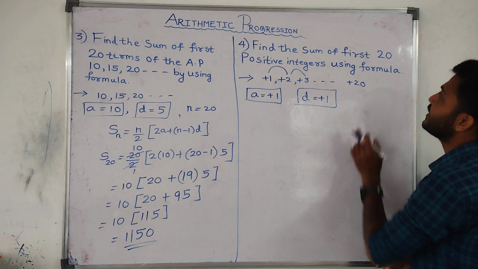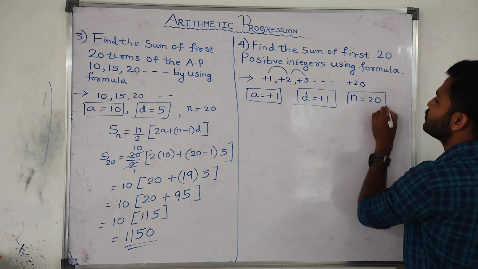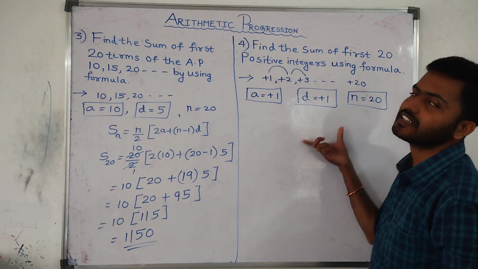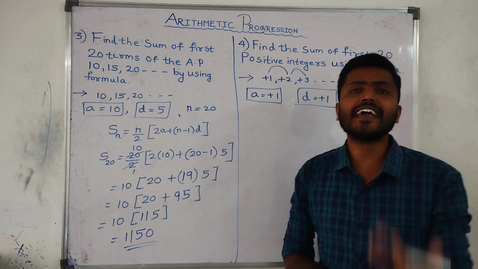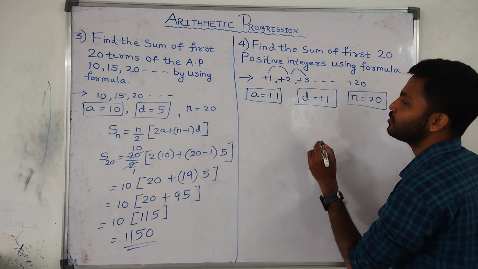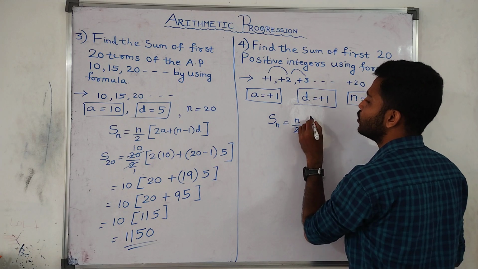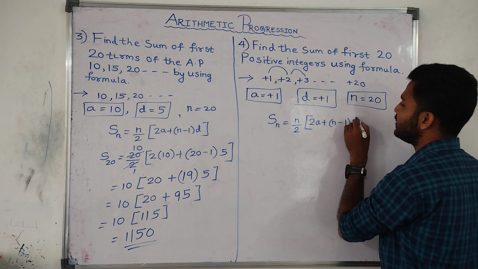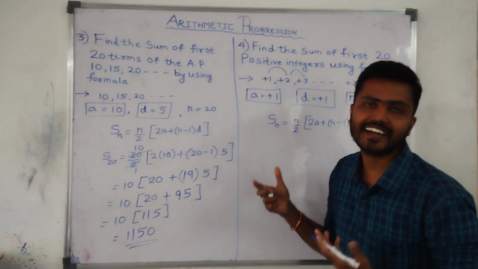Yes, find the sum of first 20, which means the value of n is going to be 20, my dear students. Again, once you have written the arithmetic progression and the values of A, D and L, the next step, yes, what is it? You have to write the formula. Absolutely correct. So Sn is equals to n divided by 2 into the brackets 2a plus n minus 1 into d. Okay? So now you have to simply substitute the values of n, a and d.